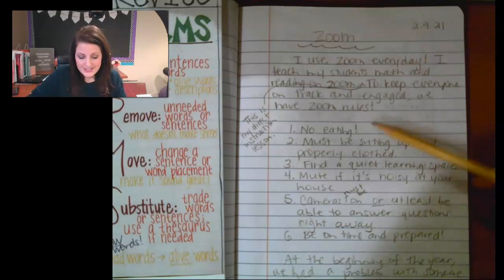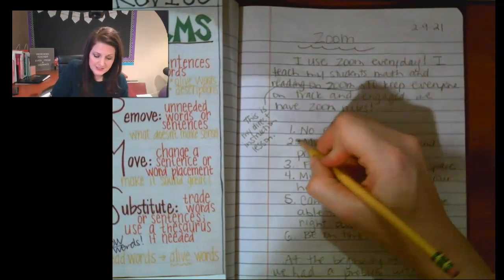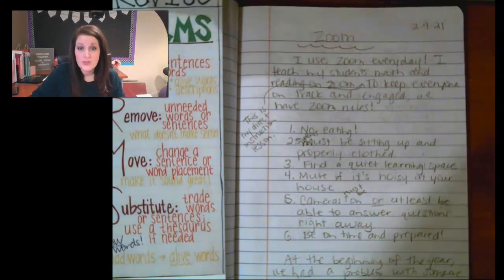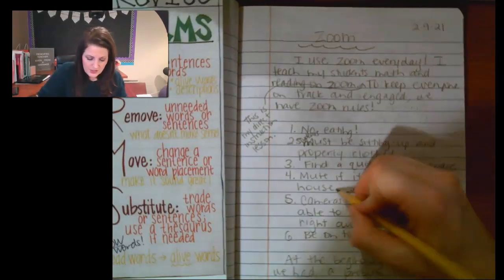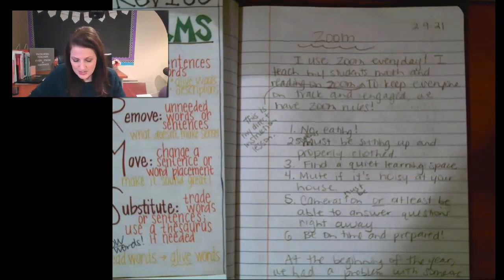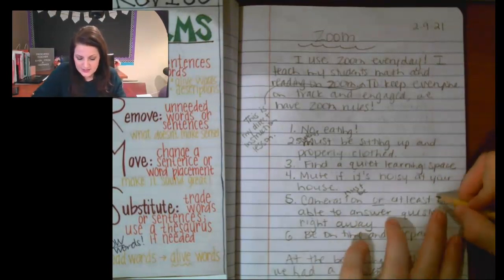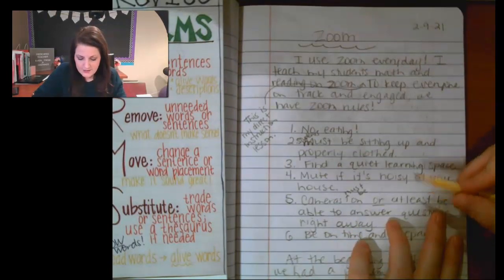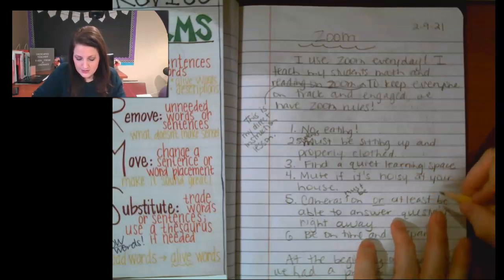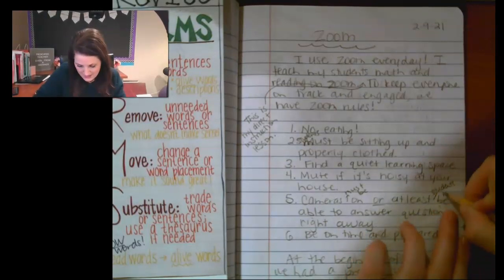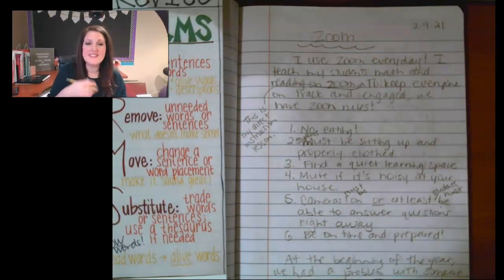All right, so no eating, that sounds good. Must be sitting up. Let's add a word in here. Students must be sitting up and properly clothed. Find a quiet learning space. Mute if it's noisy at your house. Cameras must be on or at least be able to answer questions right away. Or, you know what I need to add? Or at least students must be able to answer questions right away. See how that makes more sense?